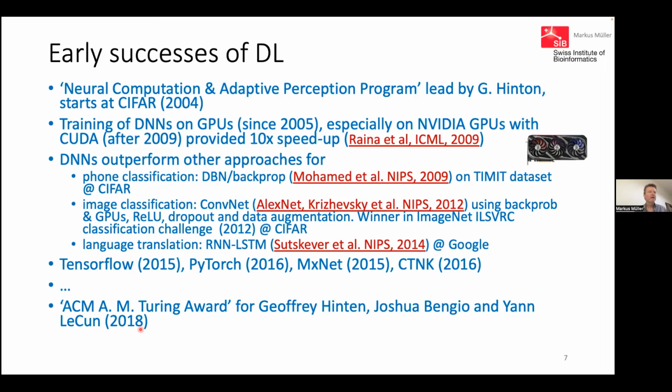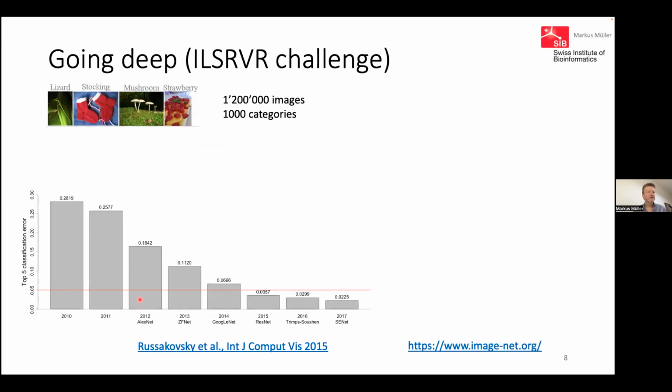This is a graph that shows, for the ImageNet competition, the top five classification error. ImageNet is a collection of about 1,200,000 images with 2,000 categories. Sometimes these images have several objects in them, and you have to classify which objects are present in these images. In 2012, the first neural net, AlexNet, was introduced, and you see that it really quite drastically reduced the error compared to the winner of the previous year. After that, all the winners of the following years were based on neural network architectures.